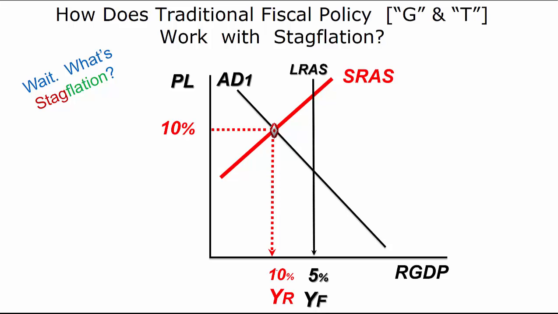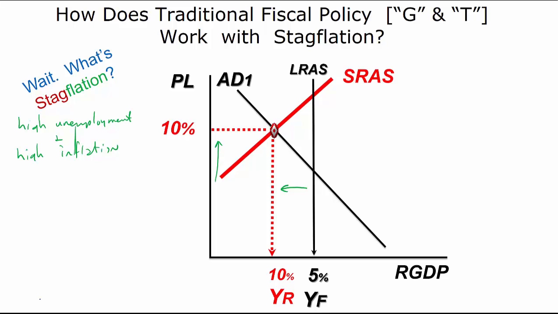All right, the next thing we're going to do is look at how traditional fiscal policy would help with stagflation. So what is stagflation? That is when we have high unemployment and high inflation. So it's like we're in a recession, but the recession is caused by a lack of aggregate supply. So it has reduced output, but it has also increased the price level.